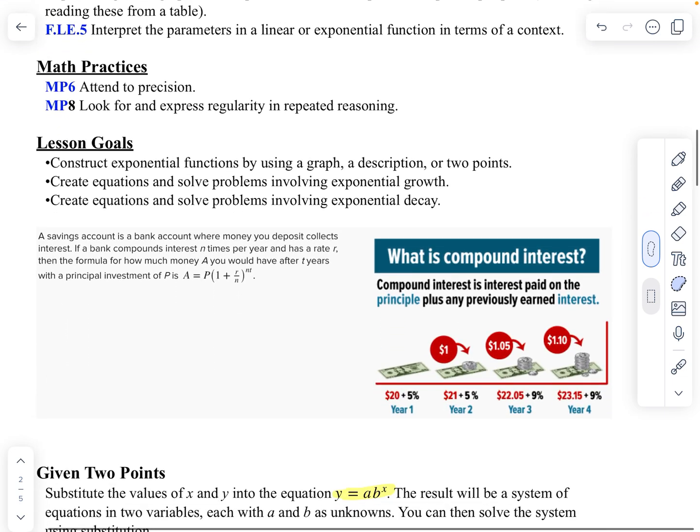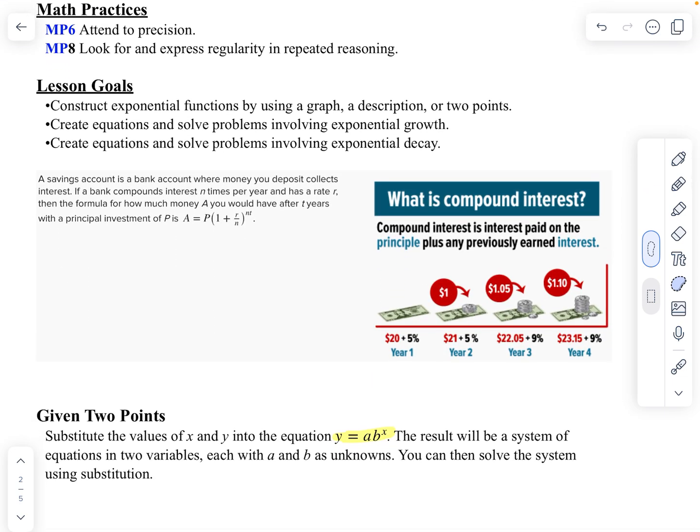watched the video. We're going to be writing exponential functions, and one of the most common exponential functions is compound interest. Compound interest is where you pay interest on your interest. So if you keep money in the bank account, not only do you get interest on the money in your savings account, you get interest on your interest that you paid for the previous year or quarter.